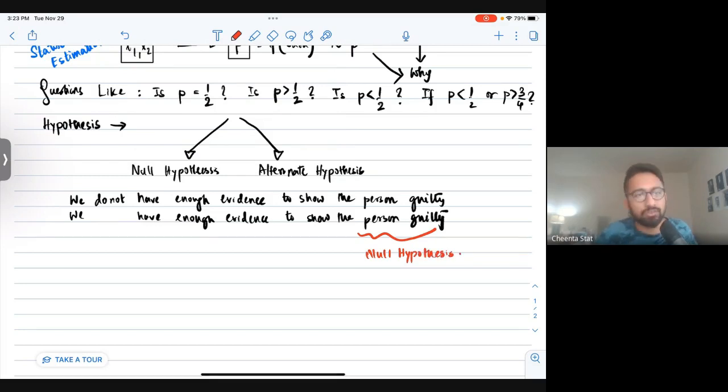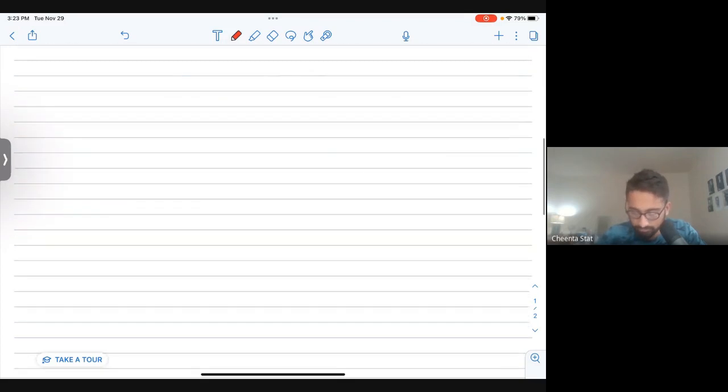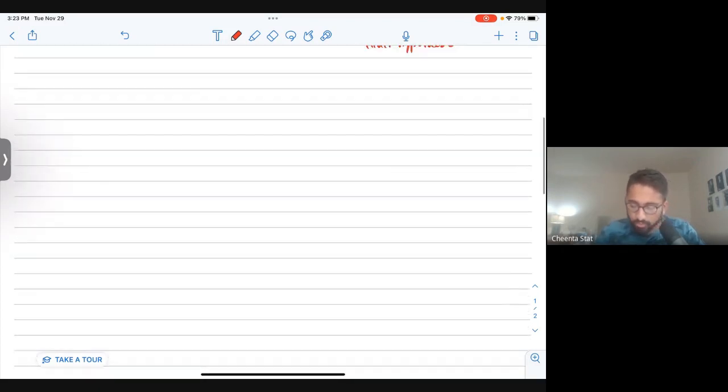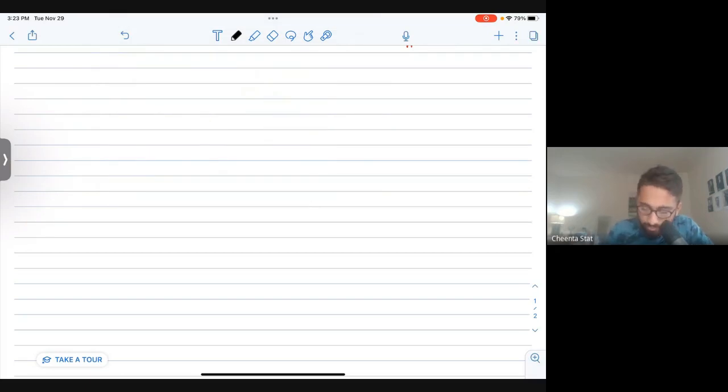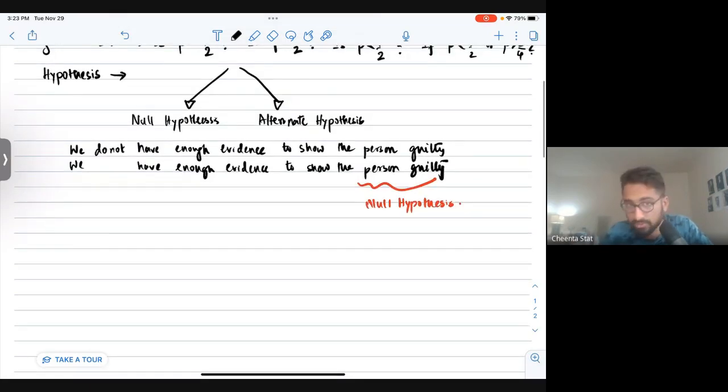It's kind of very central. But it also comes with an alternate hypothesis, and we'll see how it plays a role. So there are two aspects to it. One such example is that there are two aspects to testing a hypothesis. One is a null hypothesis, one is an alternate hypothesis.